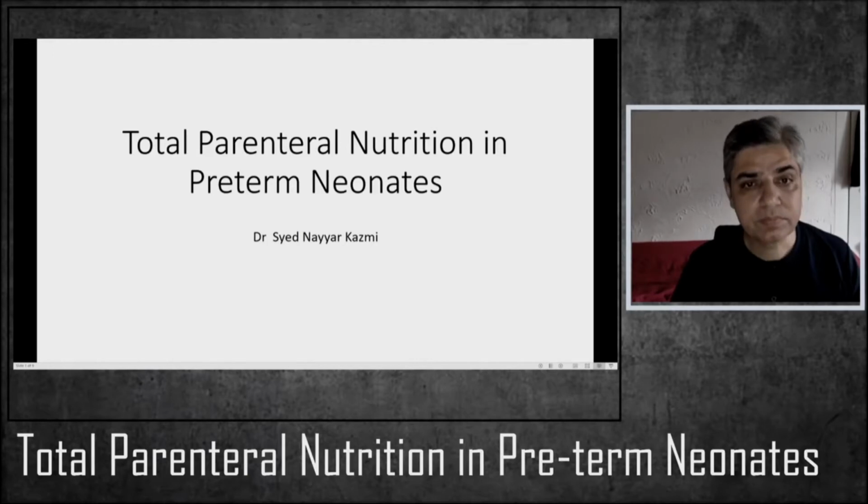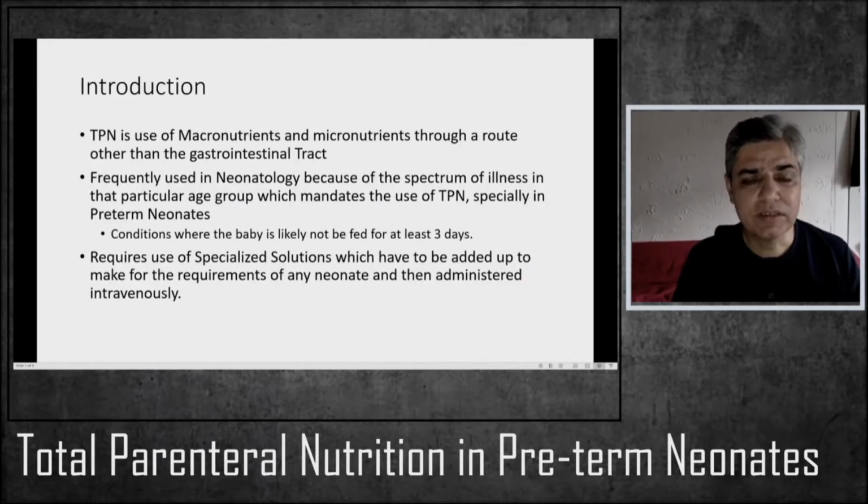So let's start. I will start with giving you a small introduction about TPN. Total parenteral nutrition, as the name says, basically means that we are giving nutrition through a route other than the gastrointestinal tract. We know our nutrition consists of macronutrients and micronutrients. Macronutrients are proteins, carbohydrates, and fats, and micronutrients contain your trace elements, multivitamins and so many other things.